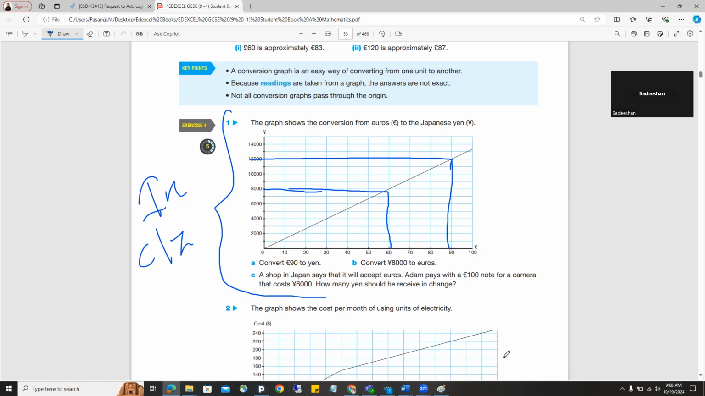Is it 8,000? How did you calculate it? They are asking how many yen he should receive in change.